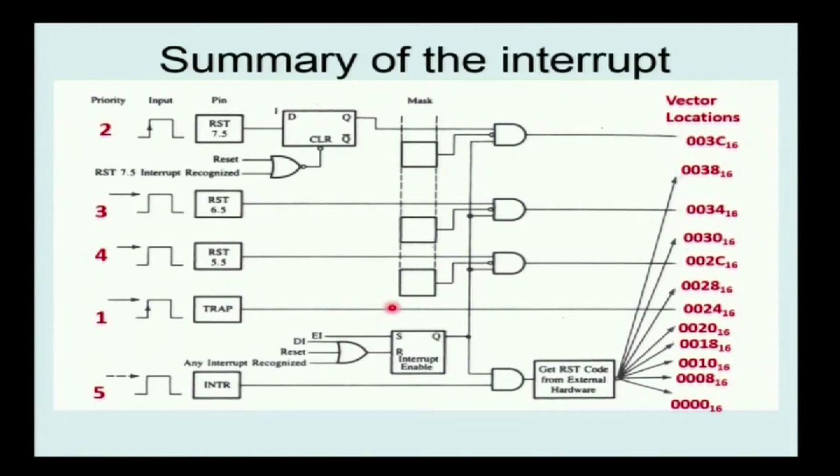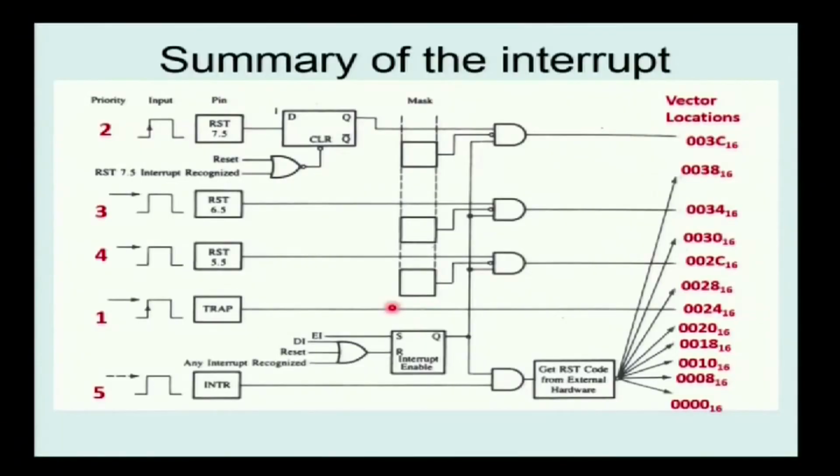Then they are again classified by whether the jumping address, that is, the interrupt service address, is known or not. Based on that, they are classified as vectored or non-vectored. What does vectored mean? These 4 are the TRAP, RST 5.5, 6.5 and 7.5. These 4 are vectored interrupts. They have specific locations: 0024H, 002CH, 0034H and 003CH. The INTR is a non-vectored interrupt.